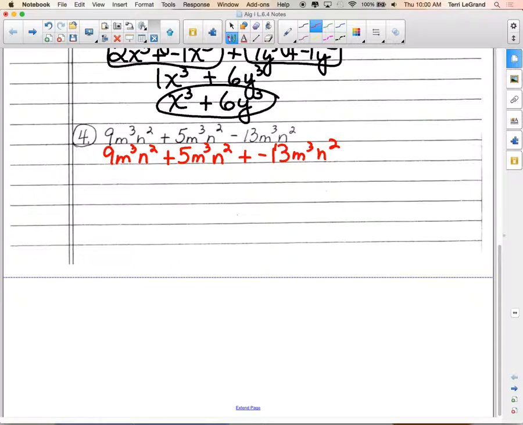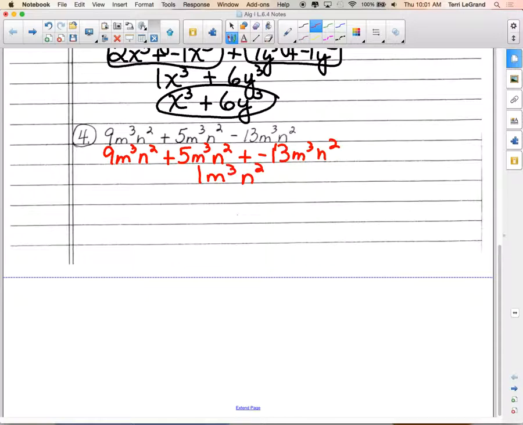What's true on this one? All 3 monomial terms are like terms. Their variable parts match exactly, don't they? Okay, so then what do we do? Just add them. 9 plus 5 is 14. 14 plus a negative 13 is 1. So we end up with 1 m to the 3rd n to the 2nd.